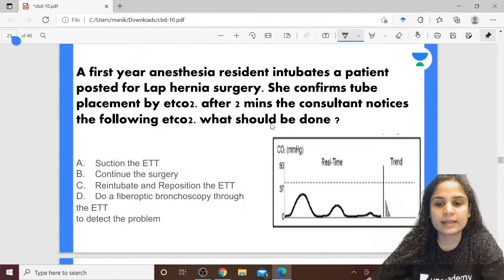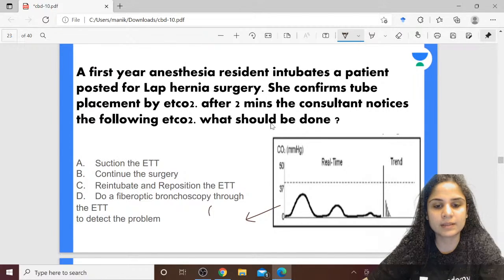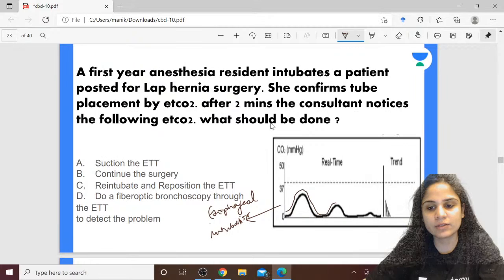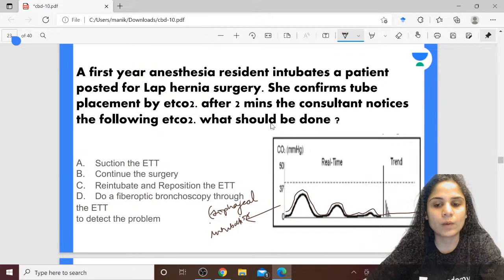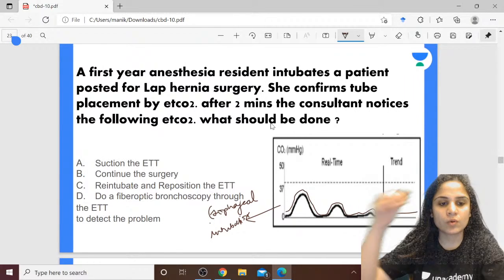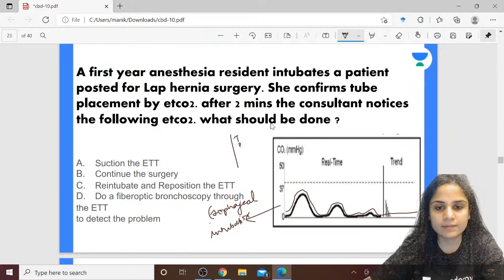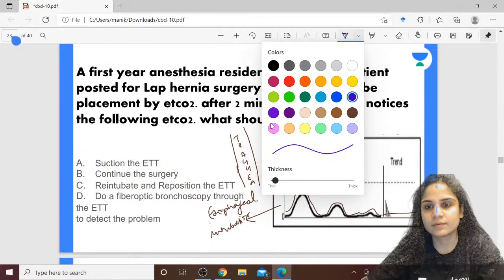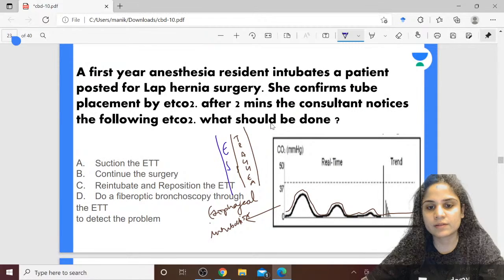Yes, absolutely correct, guys. So the intubation that is done over here, the capnograph that you can see is nothing but a esophageal intubation. Okay, so in an esophageal intubation, how does the capnograph look? Initially you get a normal capnograph and then you'll see that the capnograph dips down, okay, and suddenly it will become zero. Now why are you getting this type of capnograph? So remember, this is your trachea. And this is your esophagus. Okay.